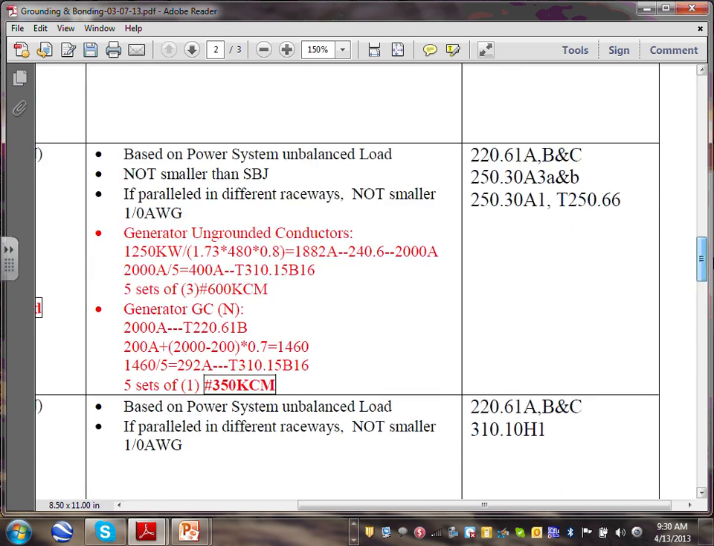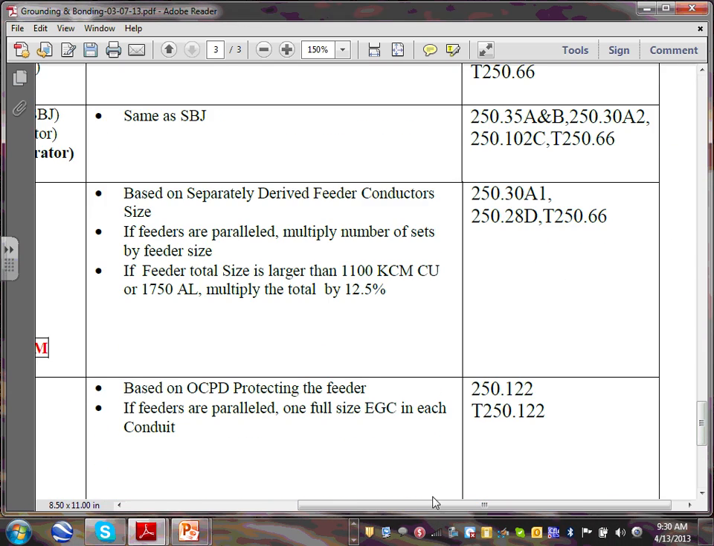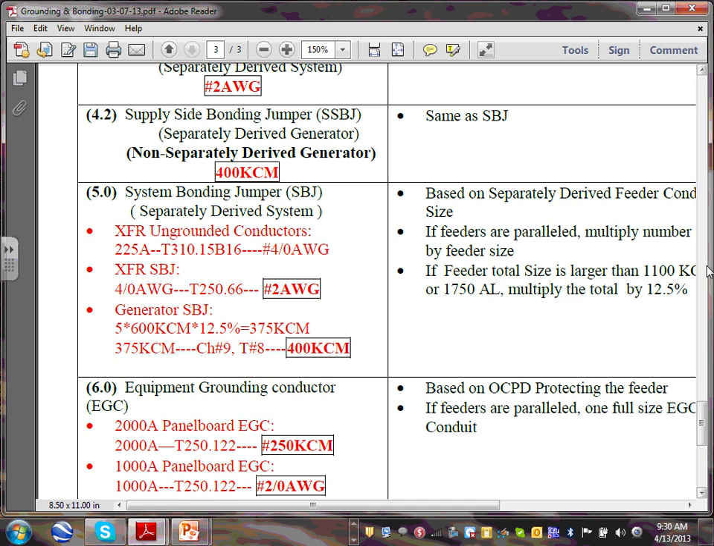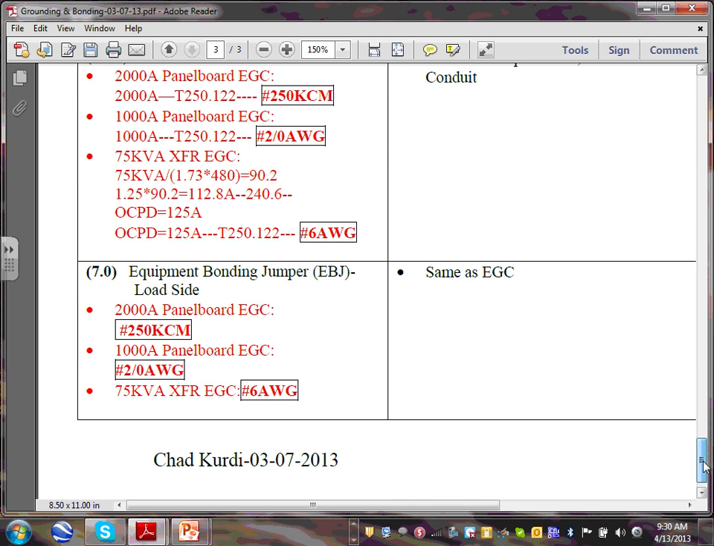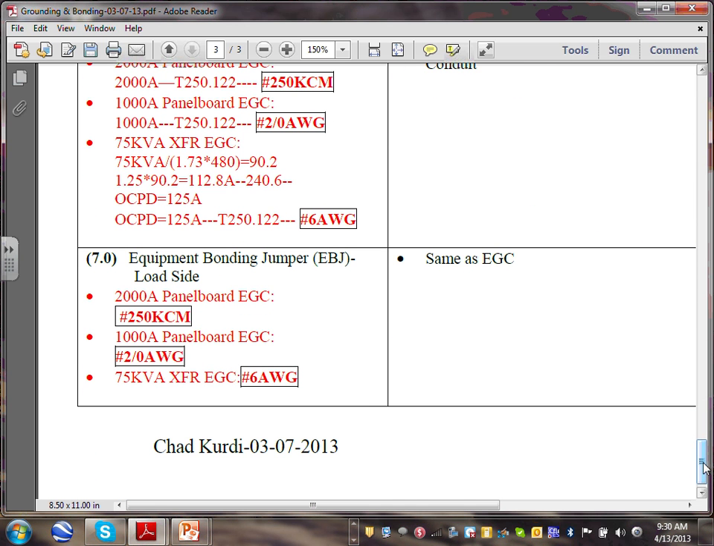How do you size it though? Please go to number 7, very simple. It says, how do you size? What's the name of it? It's called equipment bonding jumper, load side. Not just equipment bonding jumper, load side, on the load side of the overcurrent protection device. How do you size it? Same as the equipment grounding conductor. You don't have to do anything. Whatever the equipment ground conductor going to that switchgear, you're going to size that equipment bonding jumper based on that one. In my example, the 2000 amp panel board is going to be 250 kcmil.